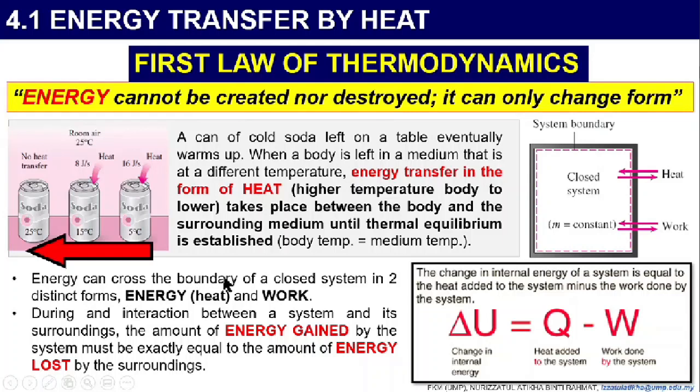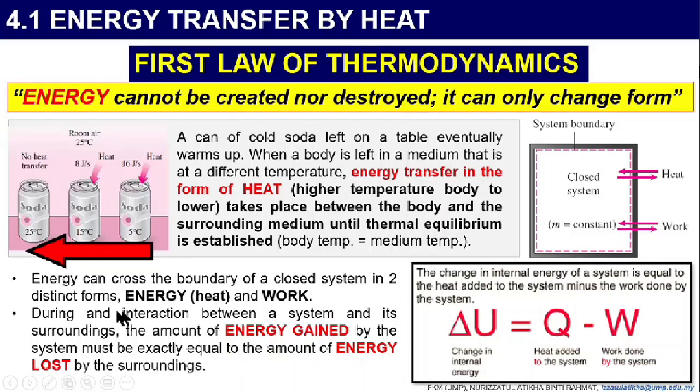Energy can cross the boundary of a closed system in two distinct forms, heat and work. Here we already understand in chapter 1 about this closed system, and in closed system, only energy can cross the system boundary. So now we already know that the energy can cross the boundary in two distinct forms. Okay, in this situation, heat, and also work. During an interaction between a system and its surrounding, the amount of energy gained by the system must be exactly equal to the amount of energy lost by the surroundings.